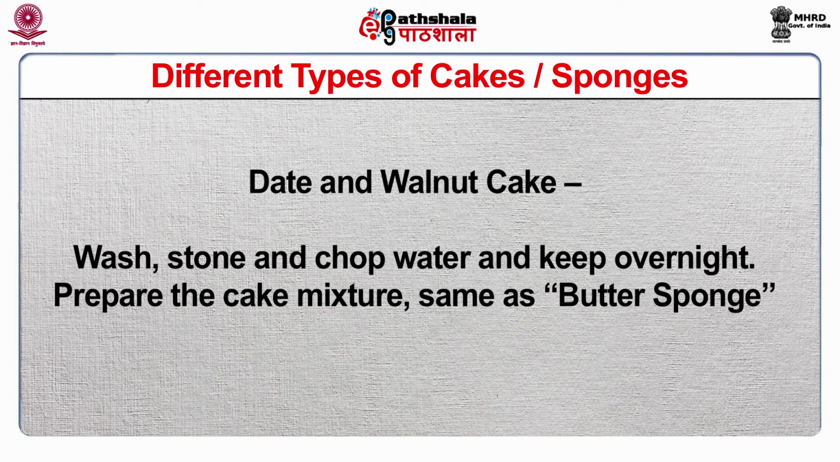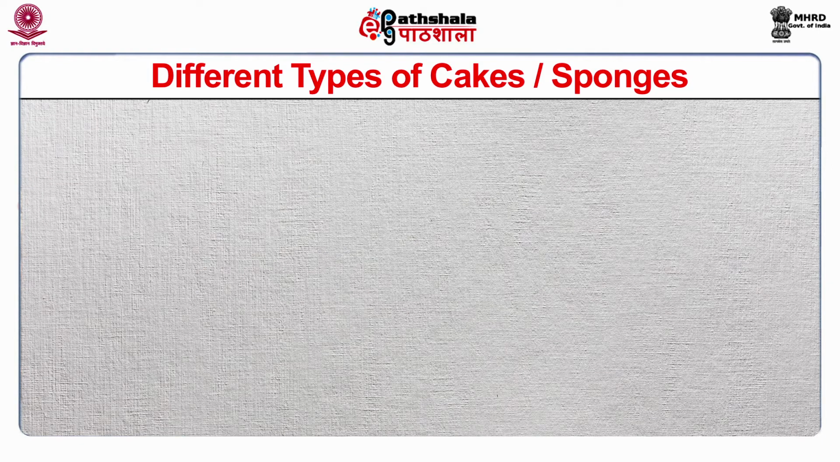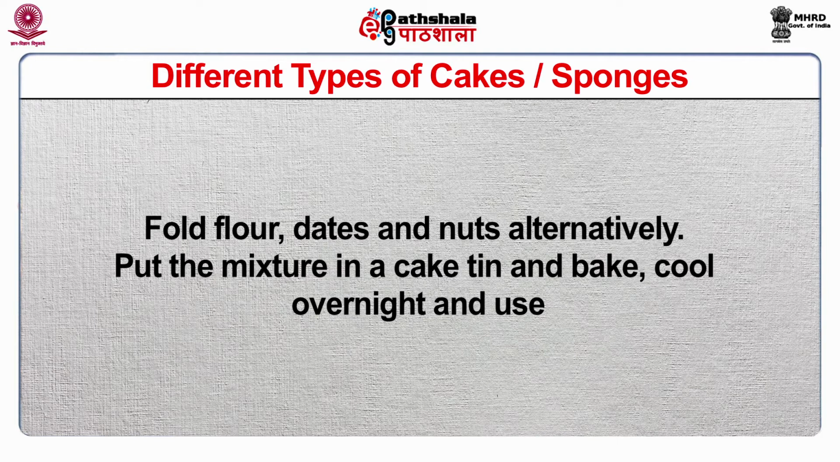Date and walnut cake. Wash, stone and chop the dates, add water and keep overnight. Prepare the cake mixture the same as butter sponge. Fold in flour, dates and nuts alternately. Put the mixture in a cake tin and bake.